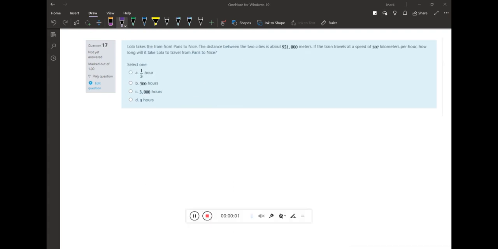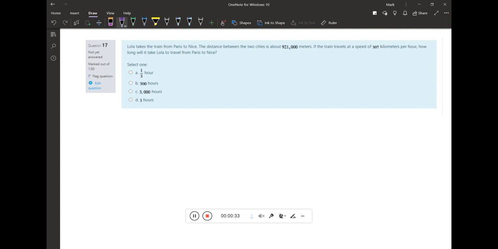Here we've got Lola taking a train from Paris to Nice. There are two places in France, I guess, so maybe it's not Paris to Nice. Maybe it's Stand Off to Fort Macleod or something. I don't know. Or to Calgary. The distance between the two cities is 921,000 meters. That's another one where the comma's not showing up too well here. It says the train travels at a speed of 307 kilometers per hour. How long will it take her to travel that distance?